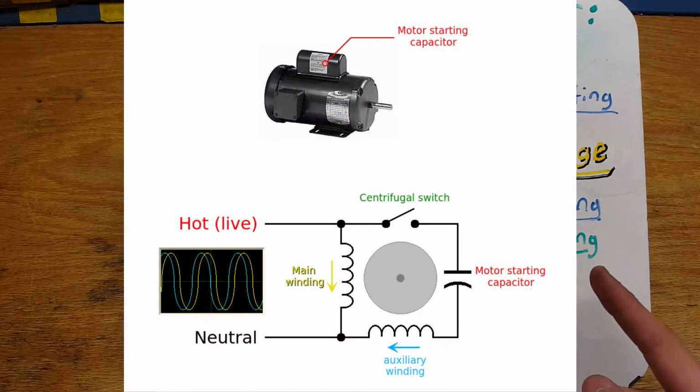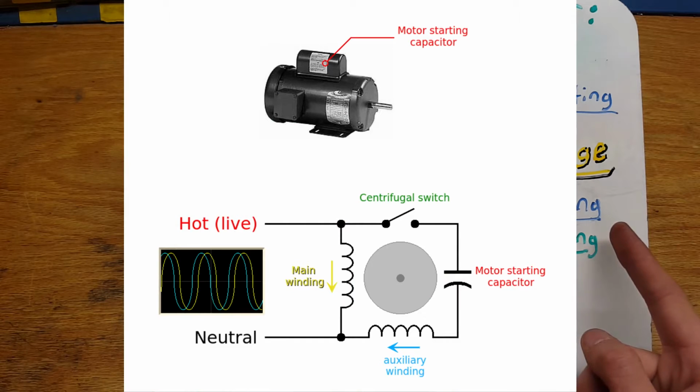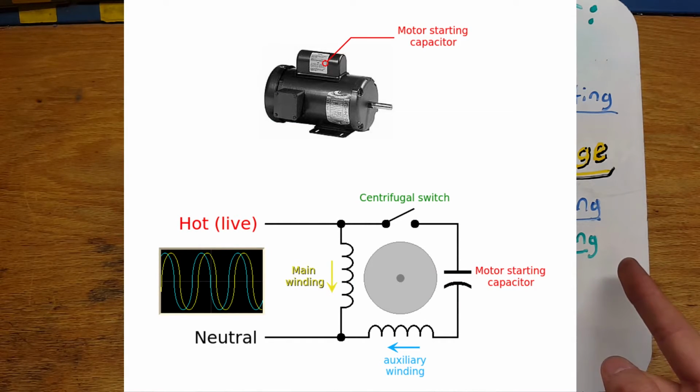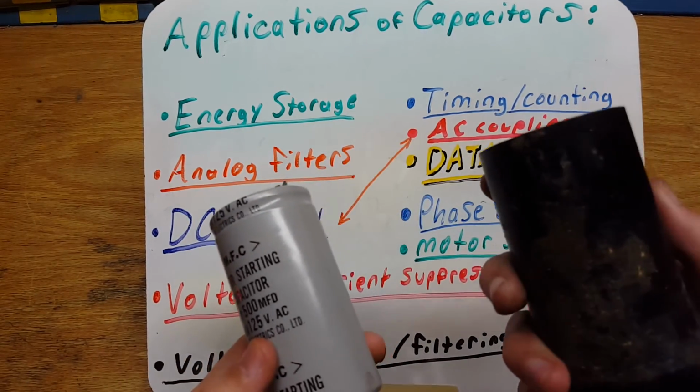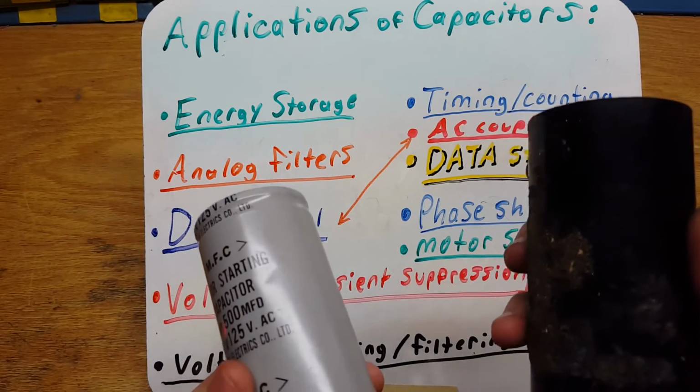They also have their use in phase shifting AC sinusoidal signals and motor starting applications. They tend to be used in AC induction motors to get them spinning and up to speed. These are actually motor starting capacitors, and that's exactly what their purpose used to be.